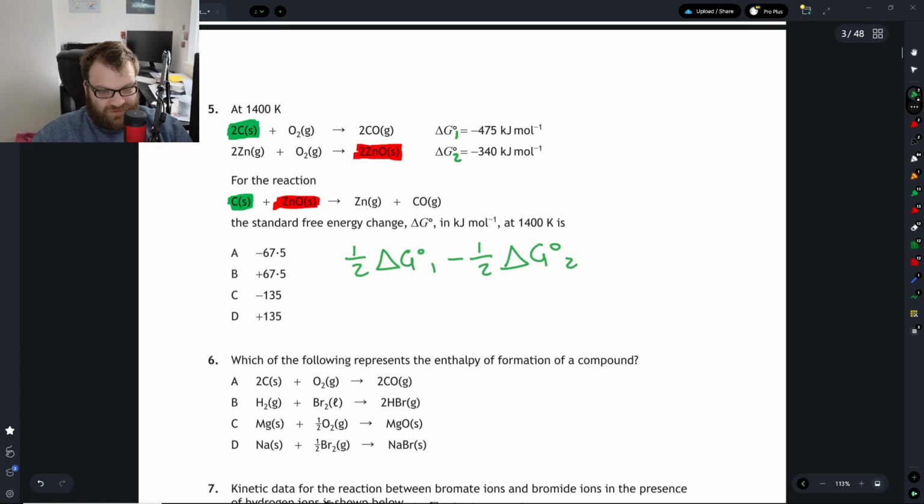Next up, we'll pop our numbers in. So we're going to have half of minus 475, take away half of minus 340.